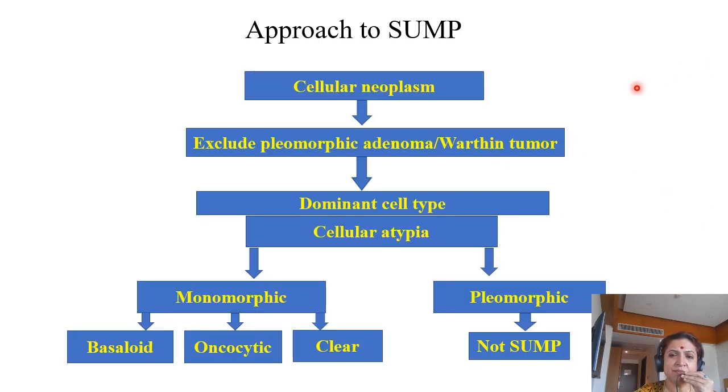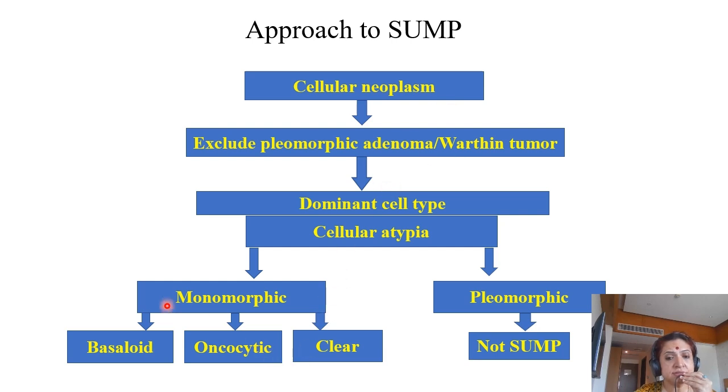Now, what can be the basic approach to this category? So it is a cellular neoplasm. Always try to exclude whether it is a pleomorphic adenoma or a Warthin tumor. A cellular Warthin tumor is actually rare because usually it is cystic with the cystic fluid, dirty background with these oncocytes. And usually you can exclude these two. Then see the smear what is the dominant cell type and is there any atypia.